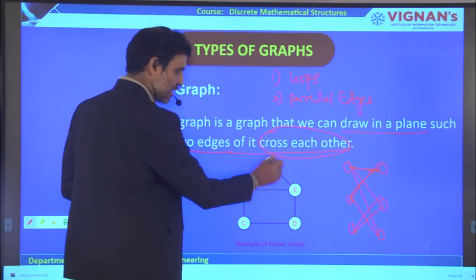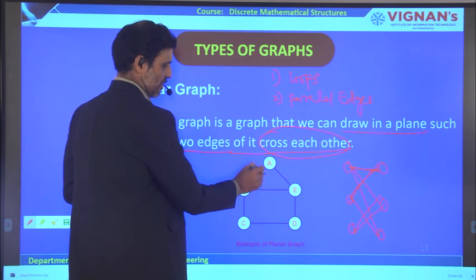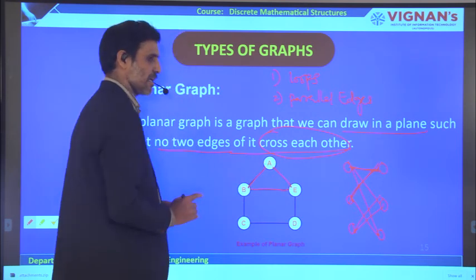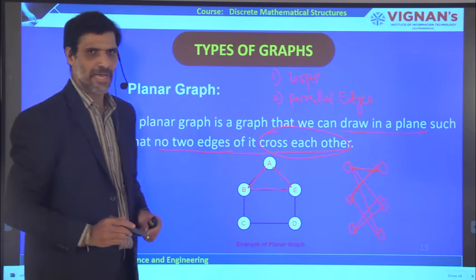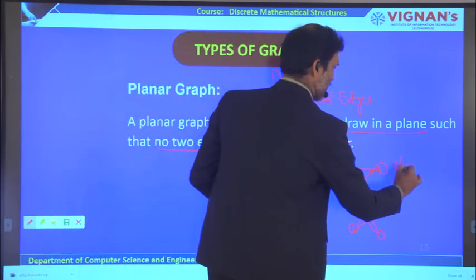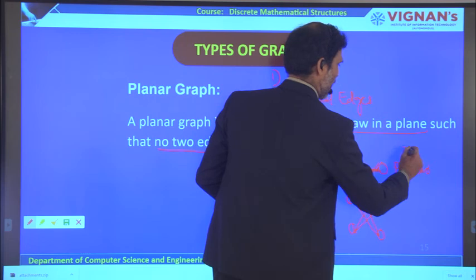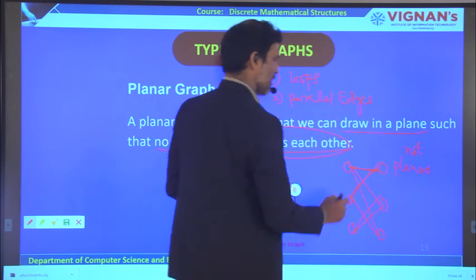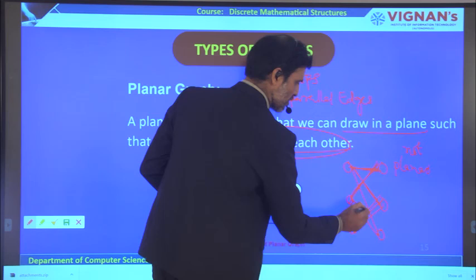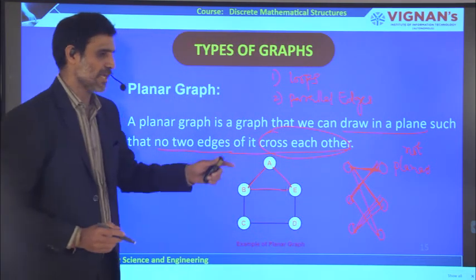If you observe in this particular graph, no edge between two vertices crosses another. Therefore, it is called planar. Otherwise, this is not planar. Because here the edges are crossing like this. This is how the edges are crossing. Therefore, it is not a planar graph.